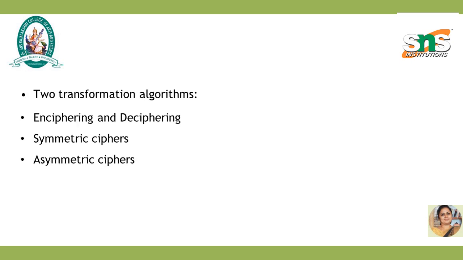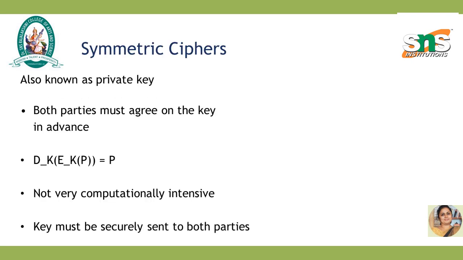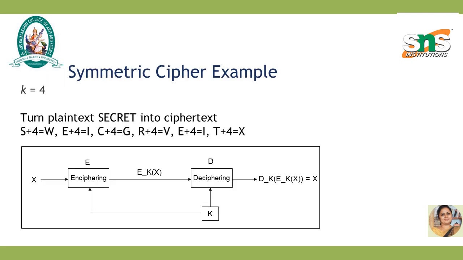There are two transformation algorithms, enciphering and deciphering, and two kinds of ciphers, symmetric ciphers and asymmetric ciphers. Symmetric ciphers are also known as private key ciphers. Both parties must agree on the key in advance. It is a simple formula, so not very computationally intensive. The key must be securely sent to both parties.